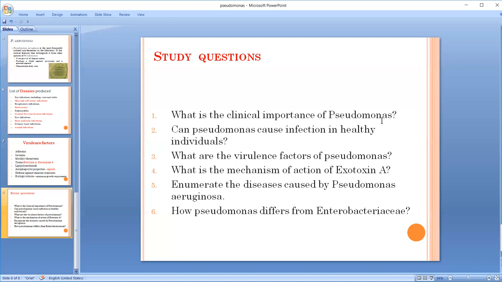How does Pseudomonas differ from Enterobacteriaceae? Enterobacteriaceae are oxidase negative. Pseudomonas is oxidase positive. Enterobacteriaceae are facultative anaerobes. Pseudomonas is an obligate aerobe. Enterobacteriaceae may be motile or non-motile. If motile, it is by peritrichous flagella, but Pseudomonas is motile by lophotrichous or amphitrichous flagella. These are the main differences from Enterobacteriaceae. So thank you very much.